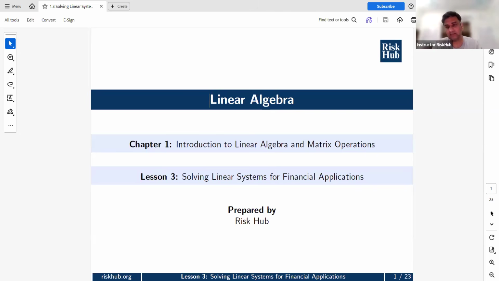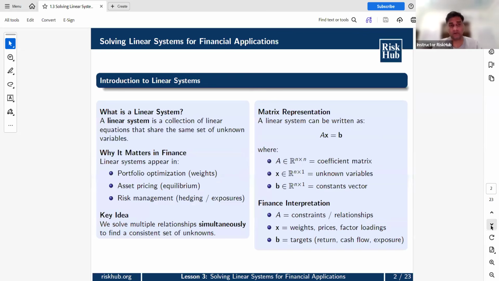So this chapter is deceptively simple. You're not just learning matrices, you are learning how institutions mathematically represent financial reality. Okay, so let's start, guys. Let's dig deeper. In this chapter we are trying to understand and solve linear systems and financial applications, and then we'll look at the introduction to linear systems.